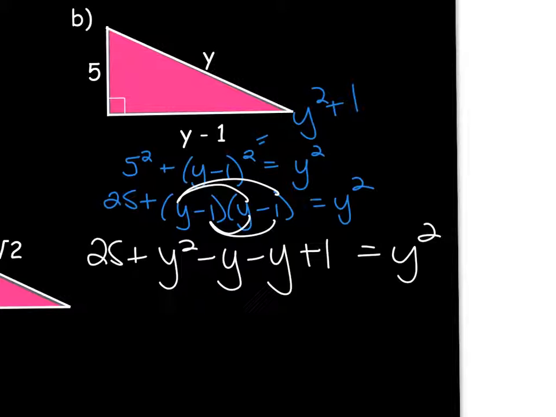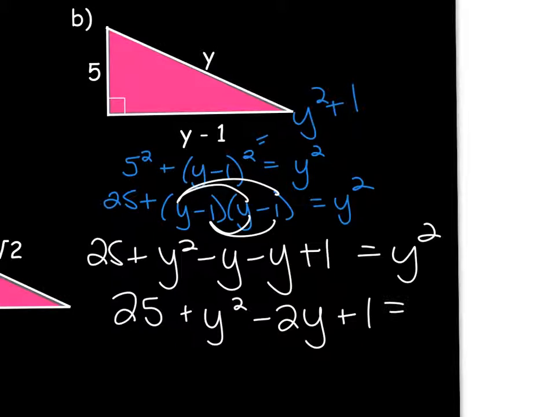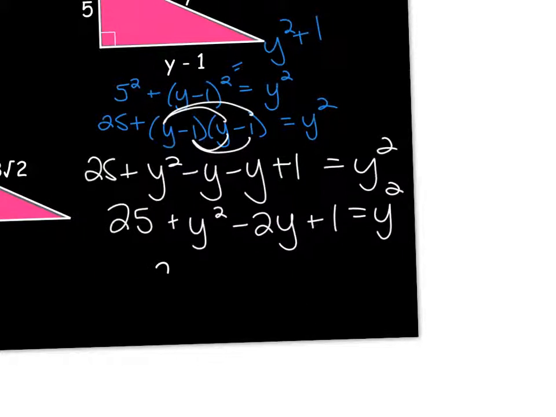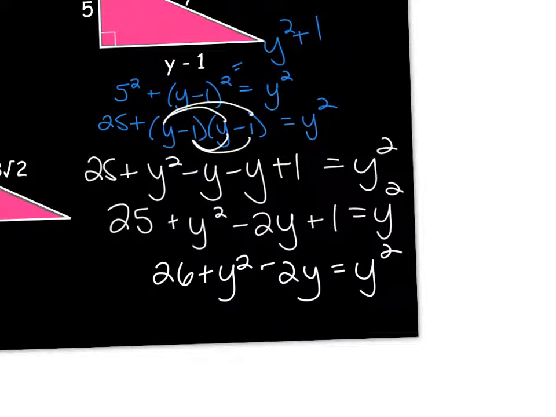And then I want to combine my like terms. So 25 plus y squared minus 2y plus 1. And then combine the 25 and the 1. 26 plus y squared minus 2y equals y squared.